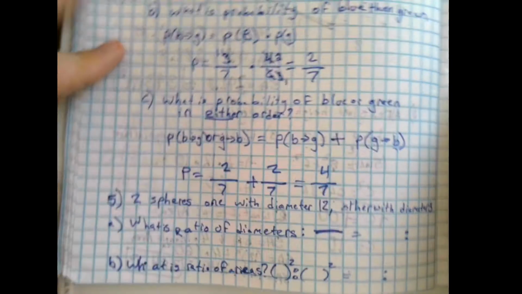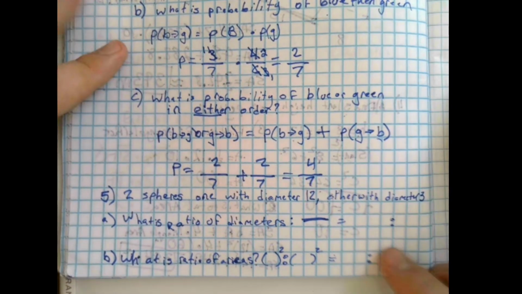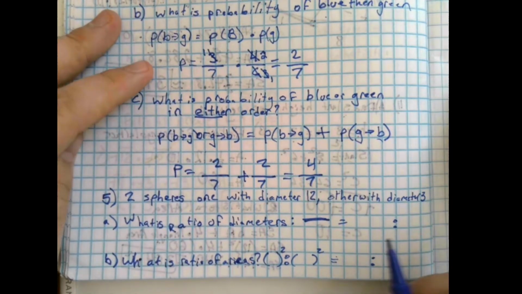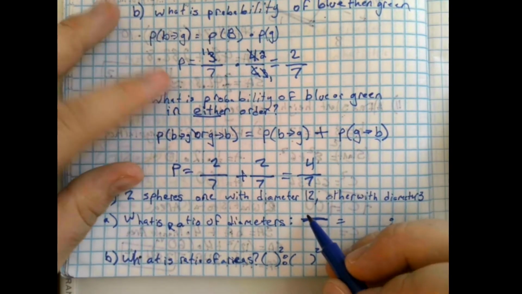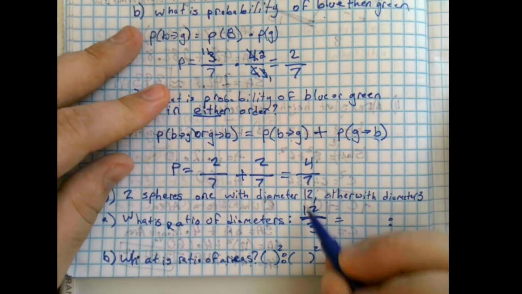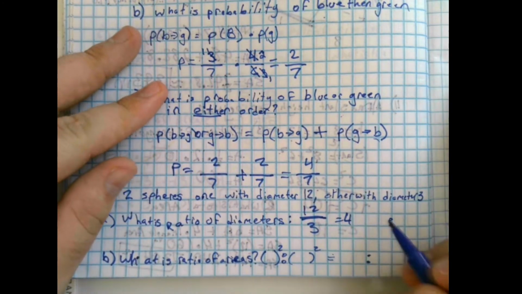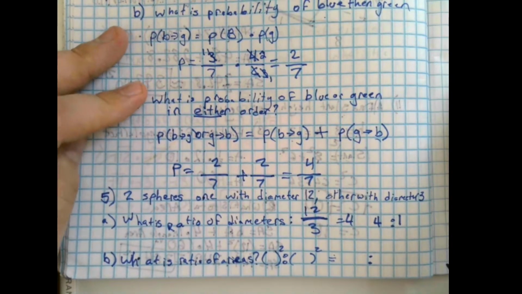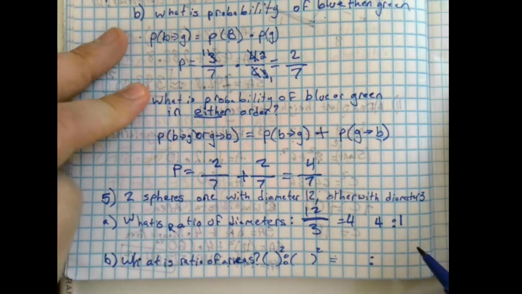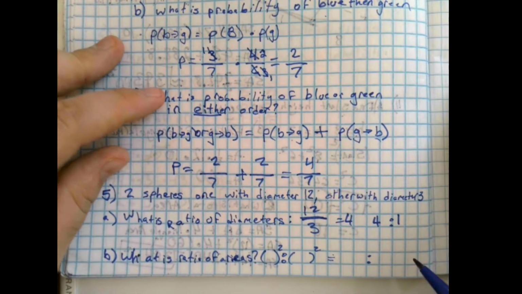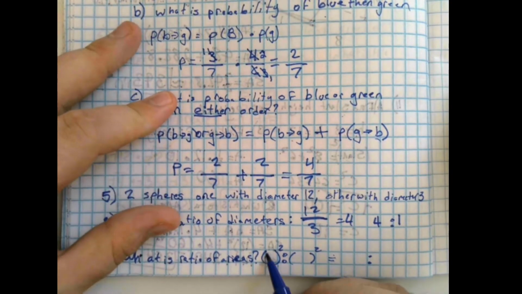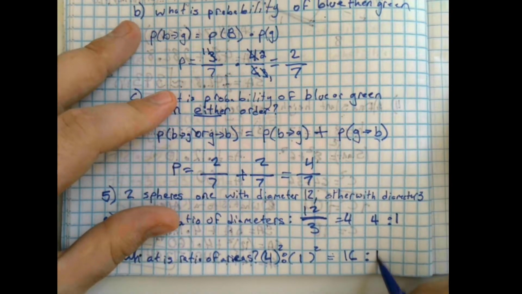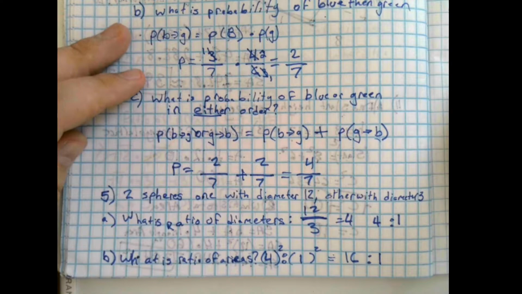Now, question 5 says there are 2 spheres, one with diameter 12, the other with diameter 3. And then it says, what's the ratio of the diameters? Well, if we take the ratio of 12 over 3, that's 12 divided by 3, which is 4. Now, 4 is 4 to 1. It then asks, what's the ratio of the surface areas? Well, the ratio of the surface areas will be the ratio of the diameters squared, meaning we have to do 4 squared to 1 squared. 4 times 4 is 16, and 1 times 1 is 1, giving us a ratio of 16 to 1.